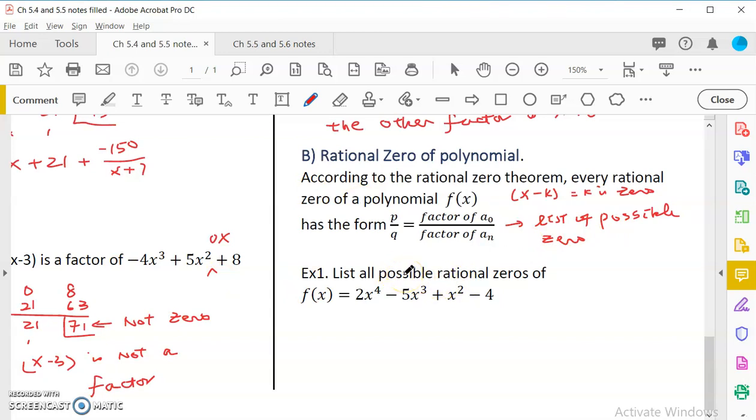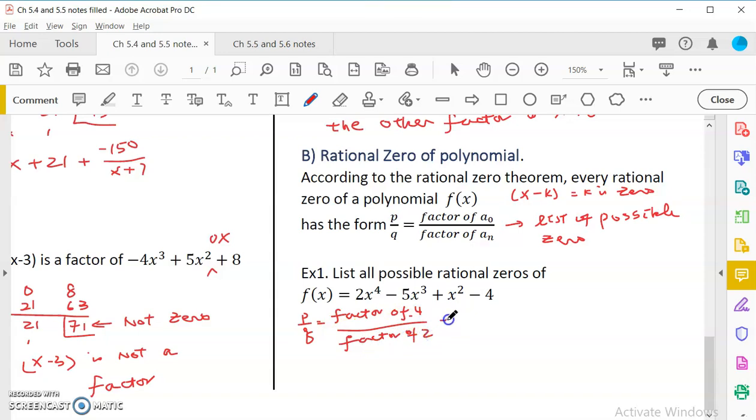So let's say list all the possible rational zeros of 2x^4 minus 5x cubed plus x squared minus 4. So those are the possible ones. Just remember, they are not necessarily zeros, because this list is really long. But if there is a rational zero, it would be one of those. So let's see. We would say p over q is equal to a factor of the constant term, negative 4, over a factor of 2.